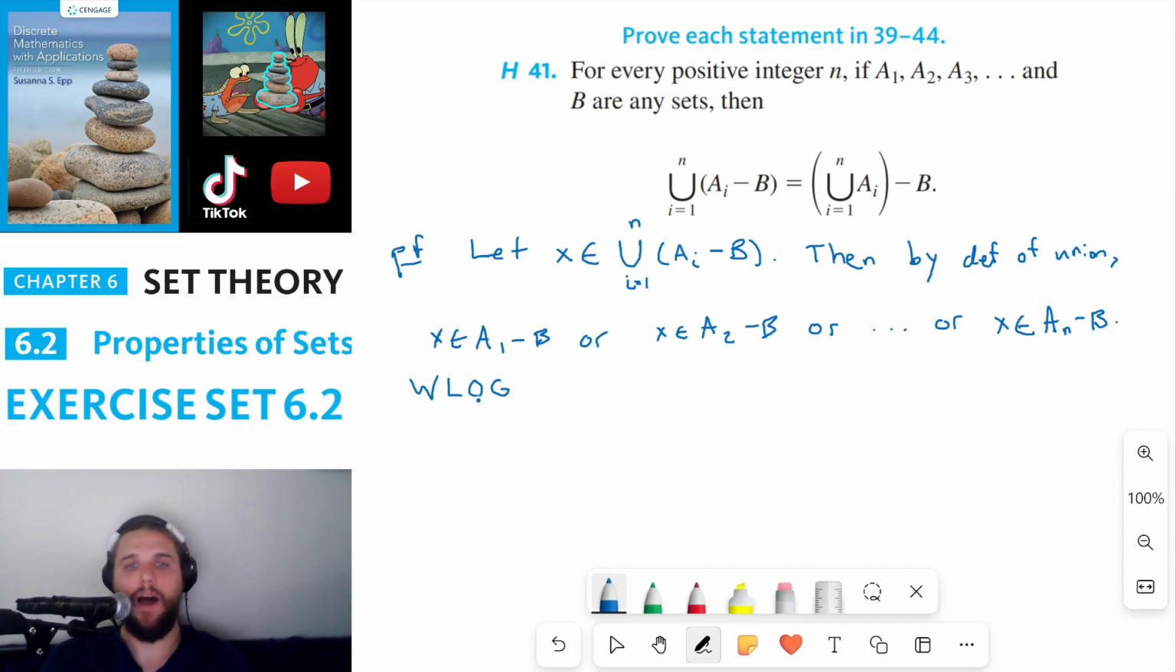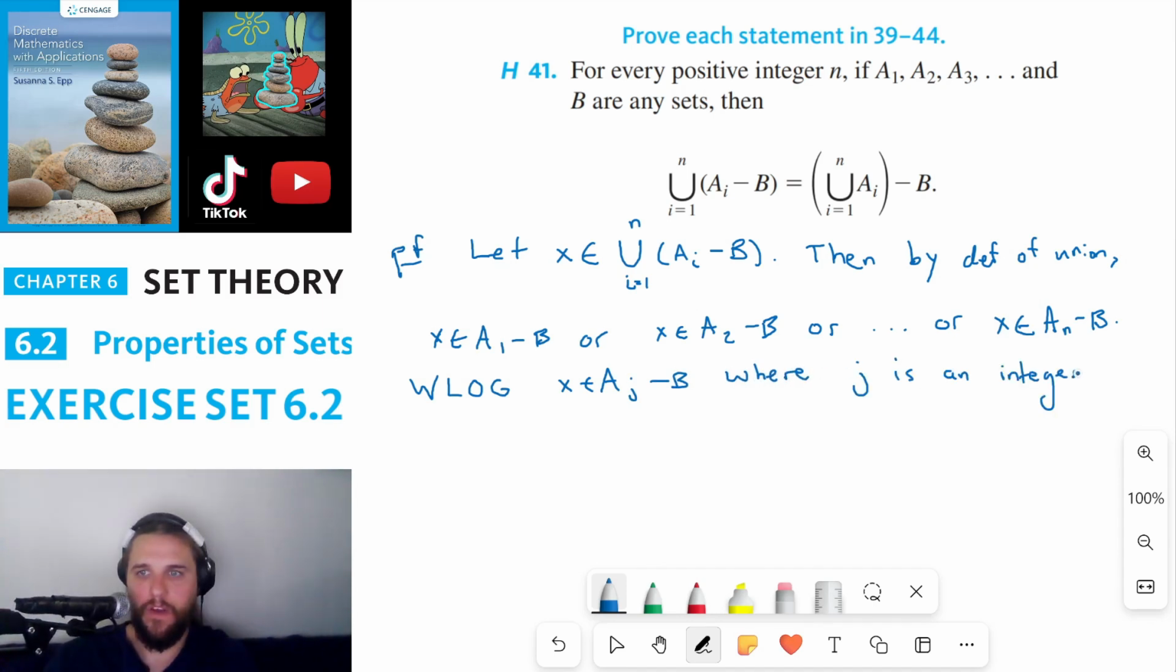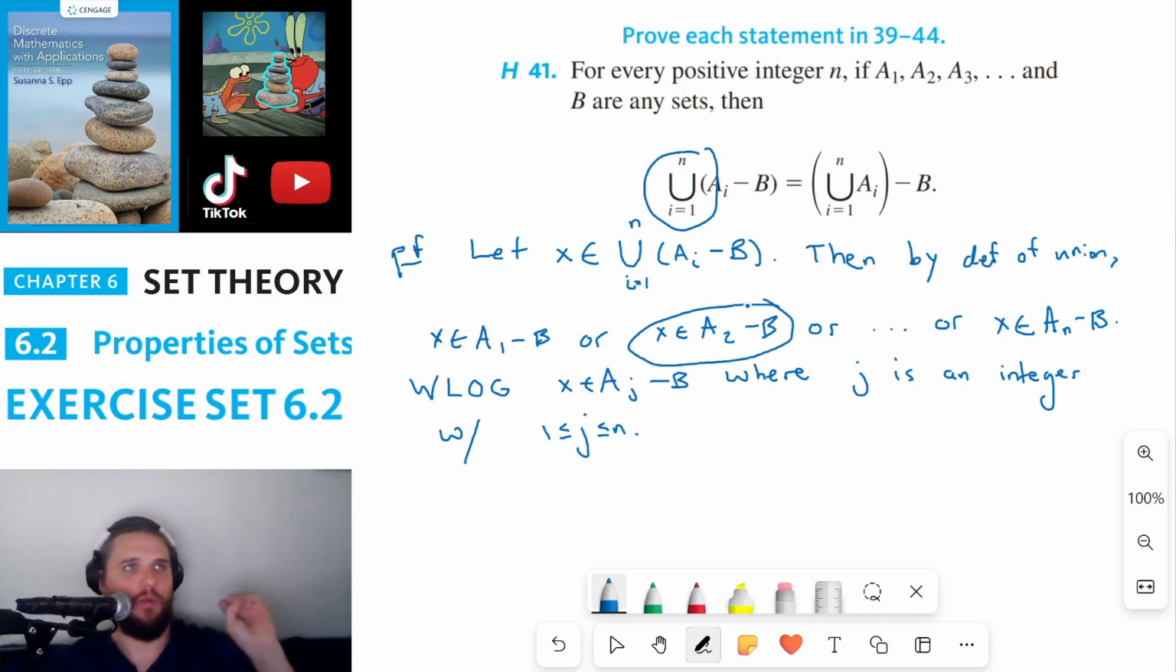Now this is WLOG, which means without loss of generality. We're going to say that x is an element of A_j minus B, where j is some integer between these two index values, i equals 1 and i equals n. So what we're doing here is we're just saying, let's pick a random one, A_2 minus B or something like that, A_j minus B. j could be any integer, and it doesn't really matter what j is. What we're going to show is that x is still an element of the set on the right side here.